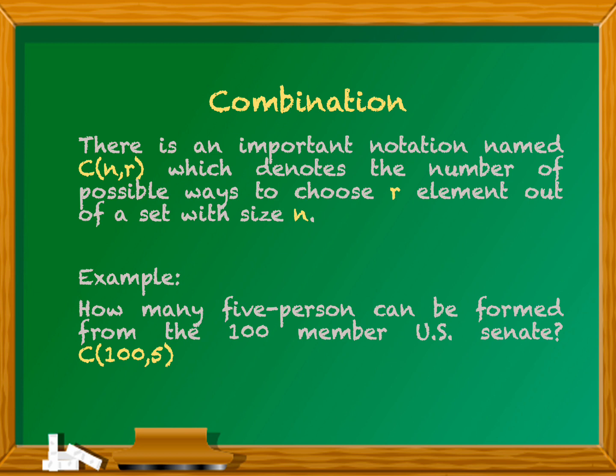Then we give an example of how to use this notation. So we ask how many 5-person committees can be formed from the 100-member US Senate. Here we have a set of 100 people, and we need to choose 5 people from the set. So we can write C(100, 5) as our answer.